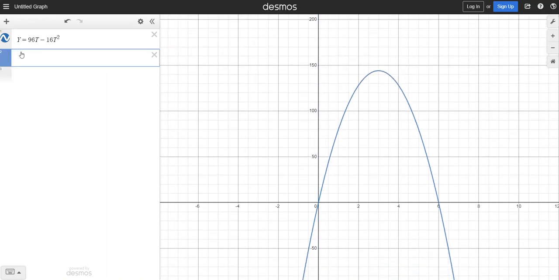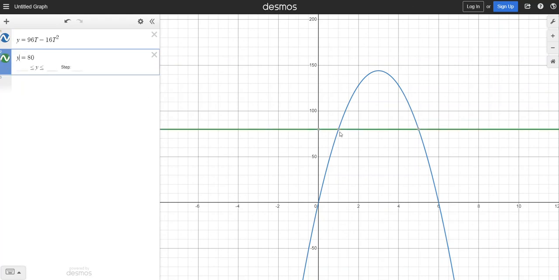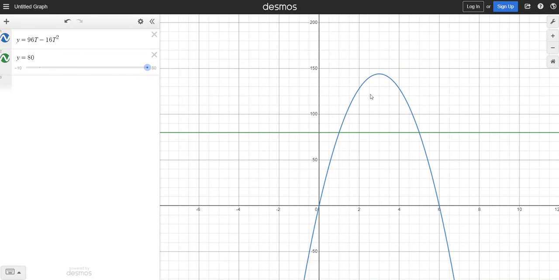And then I could put in y equals 80. Goodness, can't type today. There we go. Oh, I'm going to set my caps lock on. Let's make those lowercase y's so it understands what I'm talking about. There we go. There's the t equal 1. There's the t equal 5. And you can see we're above the 80, in between the 1 and the 5.